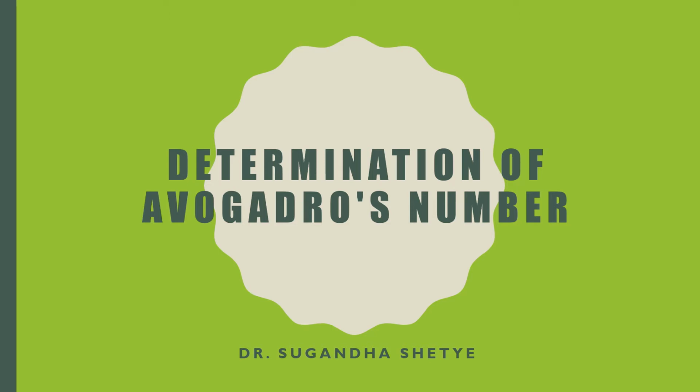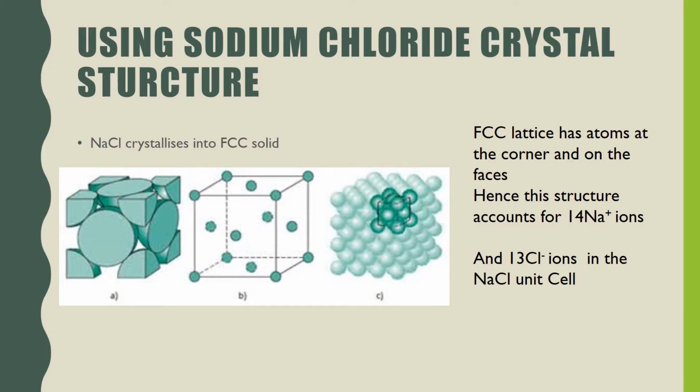A mole is a chemical unit, and the study of the crystal lattice of sodium chloride offers a very accurate method to determine this Avogadro's number. Here is the structure of sodium chloride crystal lattice. As you can see, it crystallizes into a face-centered cubic lattice.